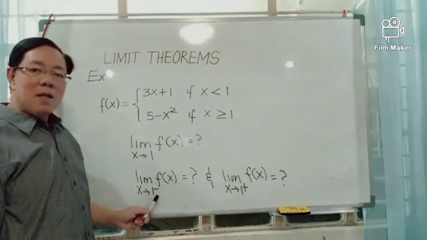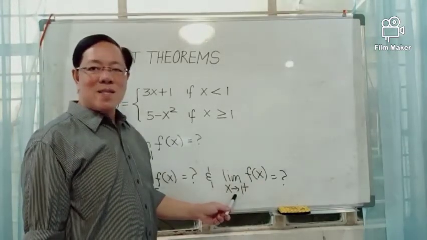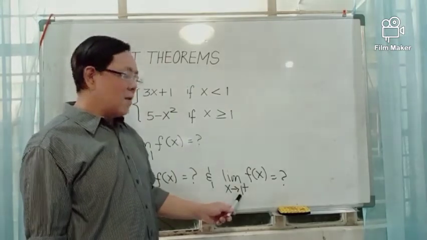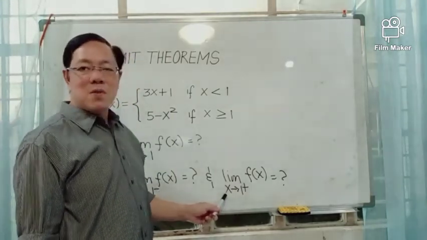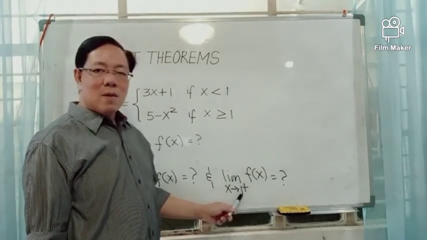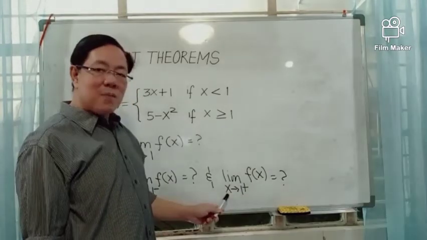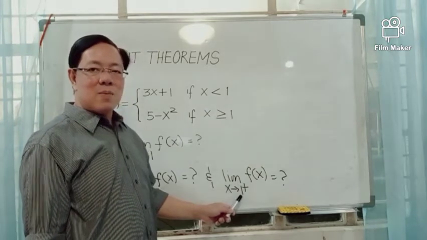For the right-hand limit, or the limit of f of x as x approaches 1 from the right, this means that the values of x are approaching positive 1 from the right, or the values of x are numbers that are to the right of or greater than positive 1.